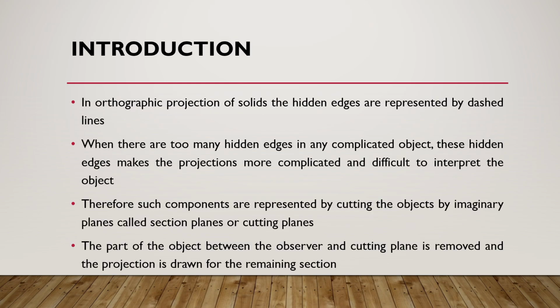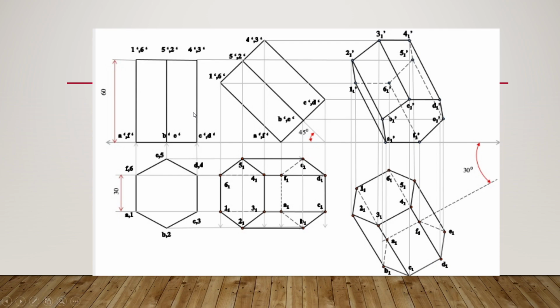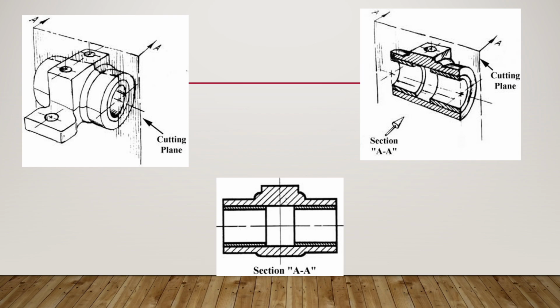In projections of solids, the hidden edges are represented by dashed lines. See the example like this: the projection of a solid prism, where the hidden edges are represented by dashed lines. Suppose the shape of the component is complicated, it is difficult to represent all the hidden surfaces or hidden edges using dashed lines. It is difficult to read the drawing.